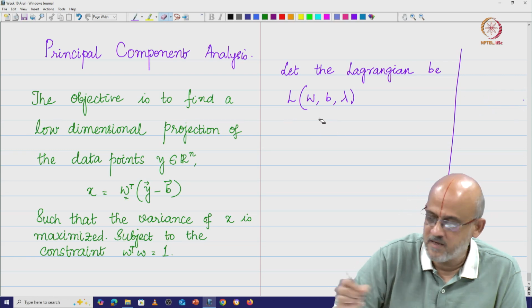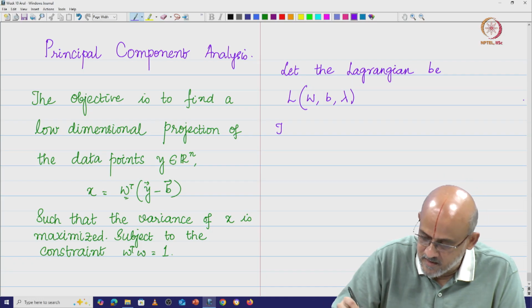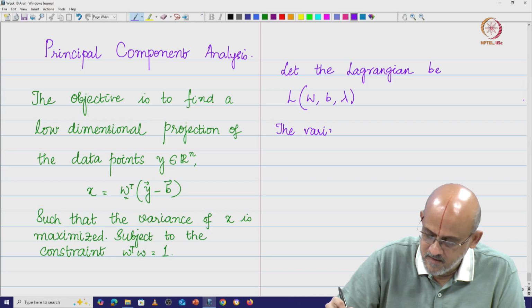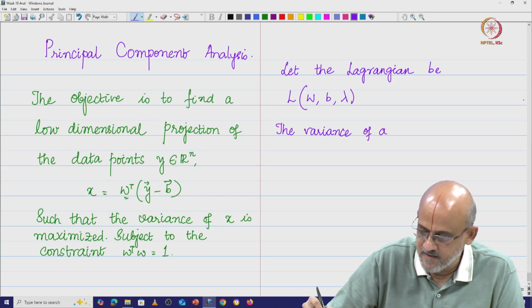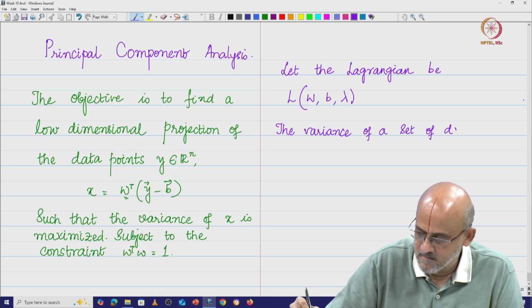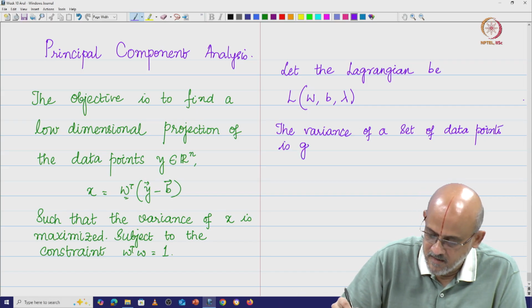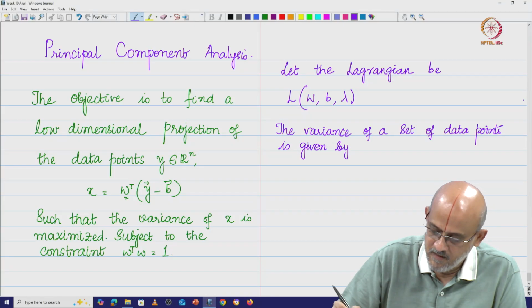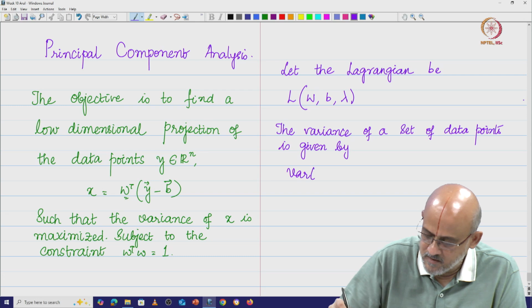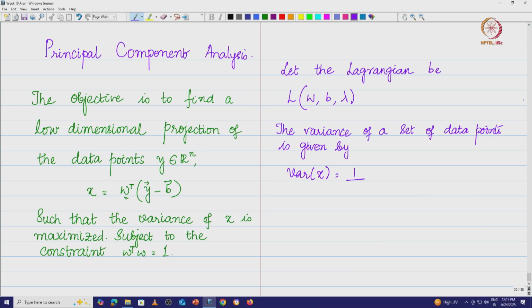Okay, let me rewrite this here. So, the variance of a set of data points is given by the variance of x equal to 1 by n sigma x i minus 1 by n sigma x i, which is going to be 1 by n into sigma of x i minus x bar the whole square, right.